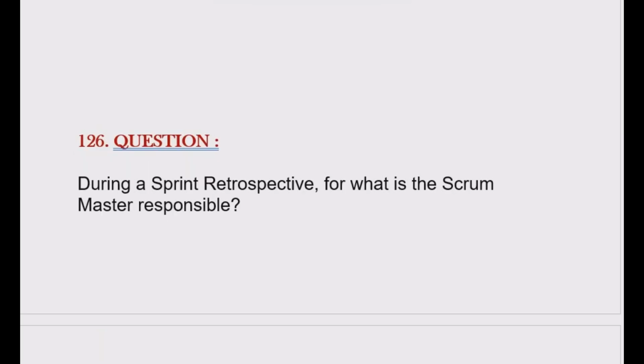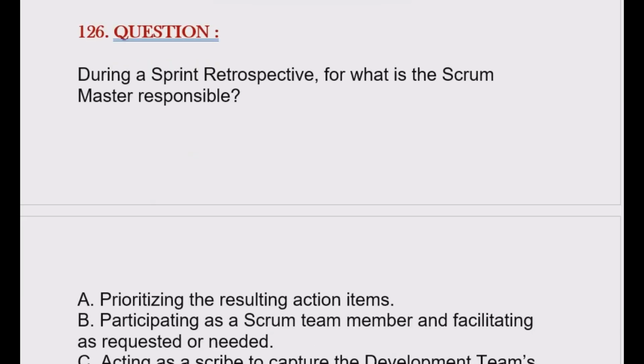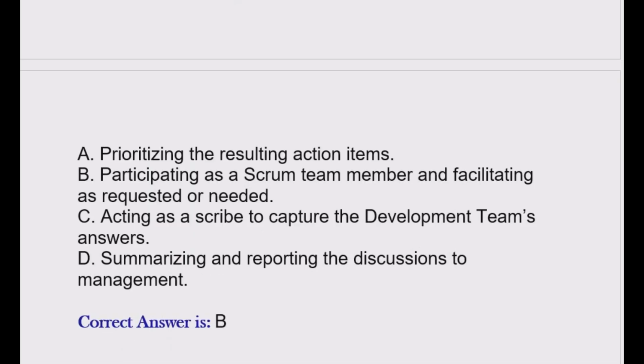Question is during a sprint retrospective for what is the Scrum Master responsible? Option A, prioritizing the resulting action items. Option B, participating as a Scrum team member and facilitating as requested or needed. Option C, acting as a scribe to capture the development team's answers. Option D, summarizing and reporting the discussions to management. Correct answer is option B.